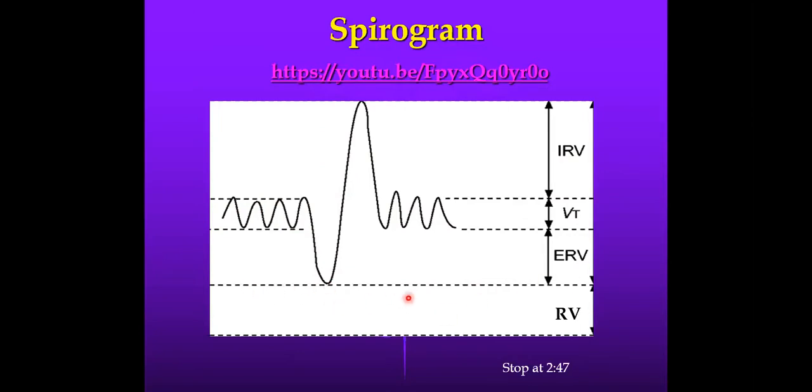And then there's still some air floating around in the lungs at all times, and that is your residual volume. I said my capacity to inhale would have to start from the baseline of tidal volume, so it can include tidal volume plus IRV. That is my inspiratory capacity.